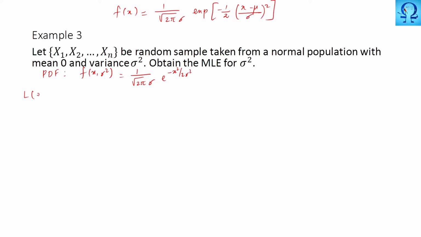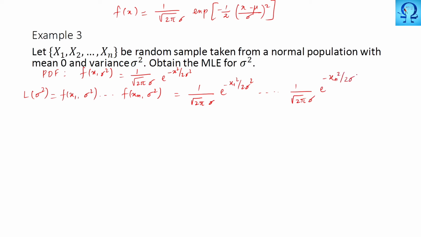Okay, now we will write down the likelihood function for this sigma square. Remember, we are trying to find the estimate of this sigma square. So it is f of x1 comma sigma square product till f of xn comma sigma square. So it would be 1 upon under root 2 pi times of sigma exponential of minus x1 square upon 2 sigma square, till 1 upon under root 2 pi times of sigma exponential of minus xn square upon 2 sigma square.